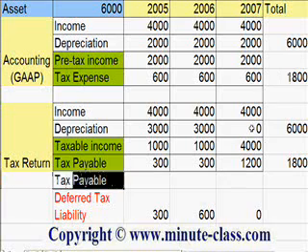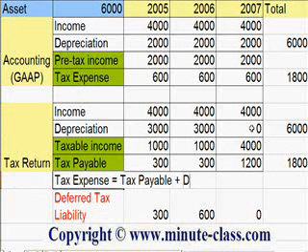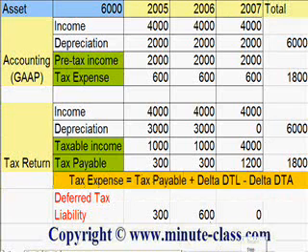And the last thing I have to mention is that you have to remember this equation. The tax expense is equal to tax payable plus the change of the deferred tax liability minus the change of deferred tax asset. We will learn how to use this equation in the coming videos.